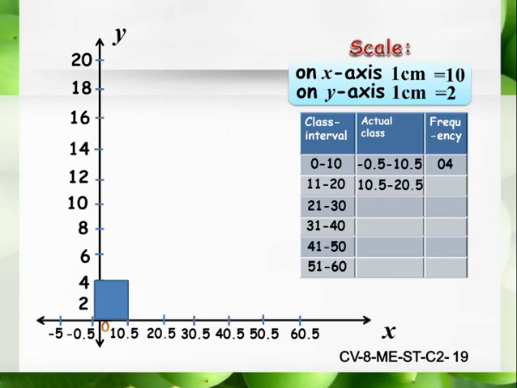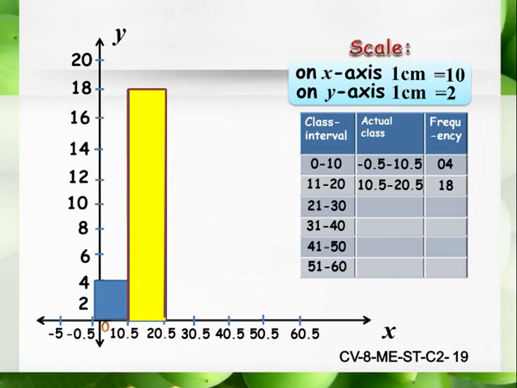Get into the next class interval. It is 10.5 to 20.5. You have marked the kink already on the x-axis. Now you know the width of the rectangle. The height is given. It is 18 units. So you have to take 18 units height and complete the rectangle.